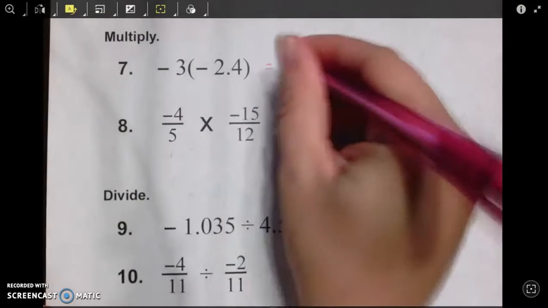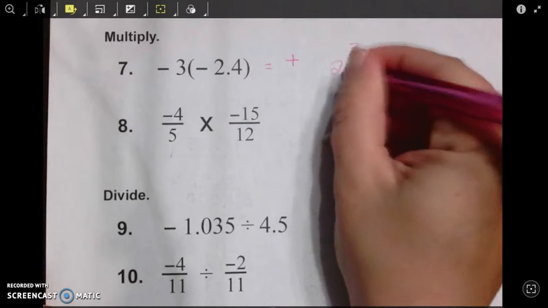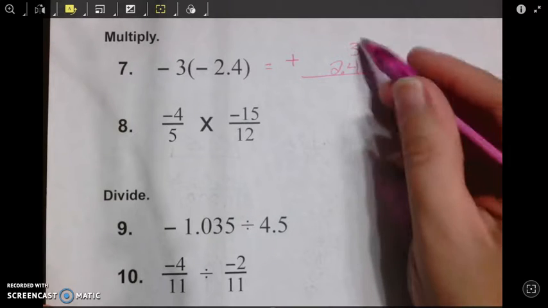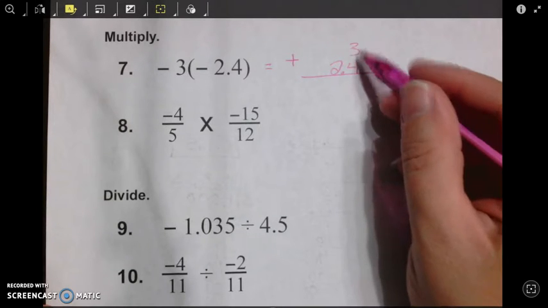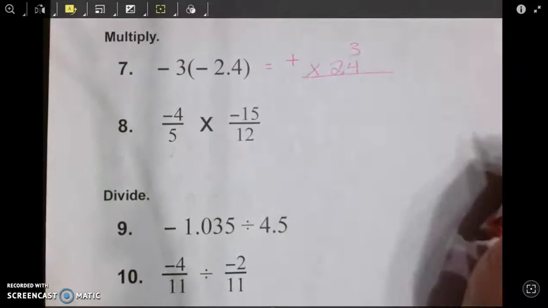Okay, multiplying. A negative times a negative, I know is going to be a positive, whatever our answer is. And we set this up. You don't have to line up the place values. You just line this up, even though that's a tenth and that's a ones place. With multiplication, you don't have to line up the places.